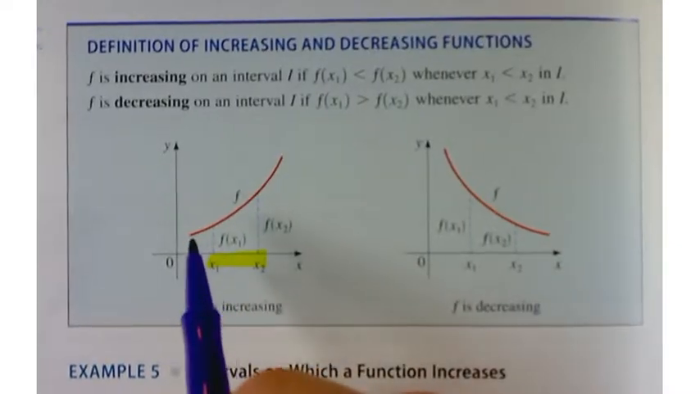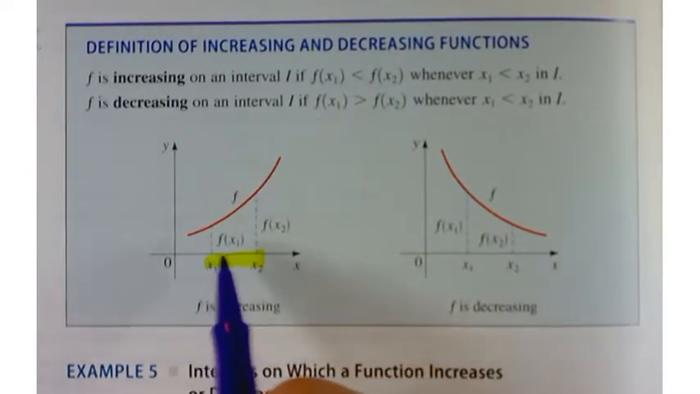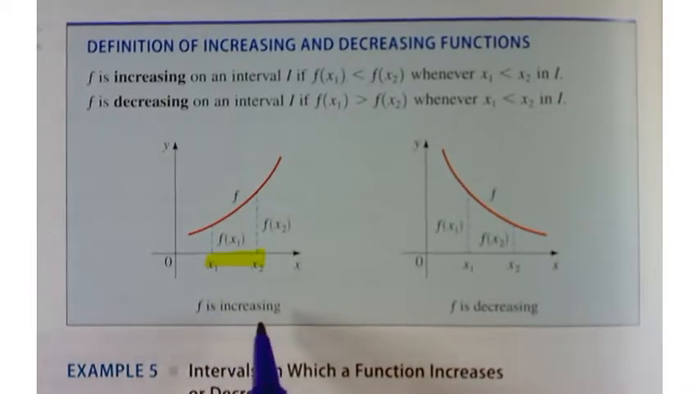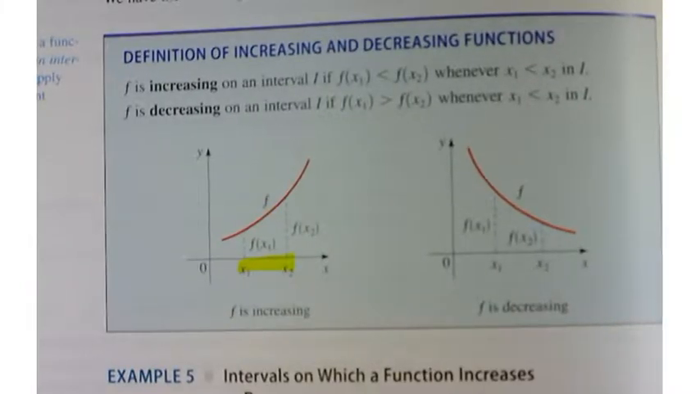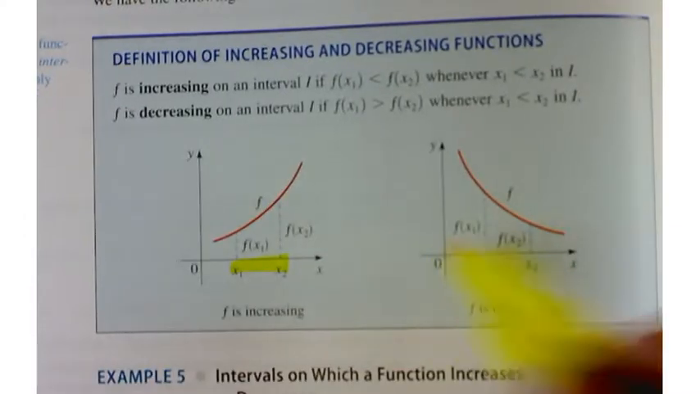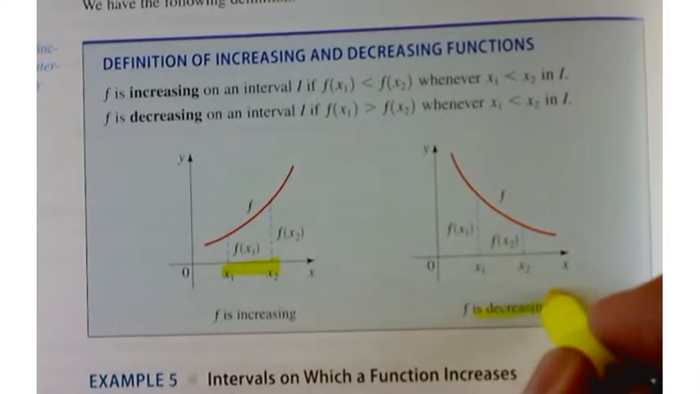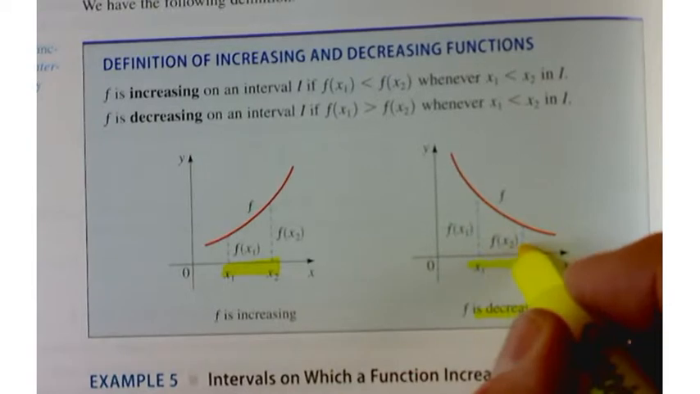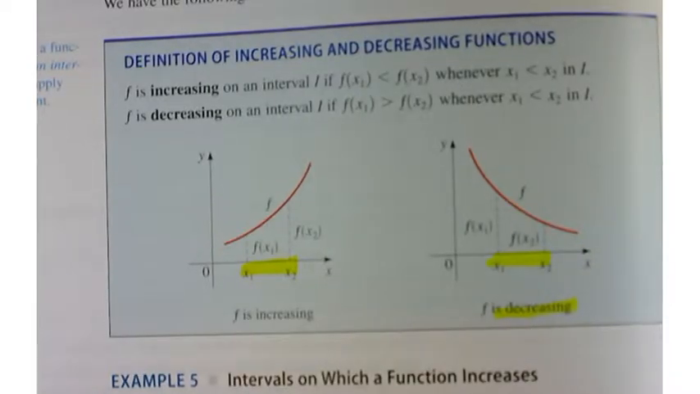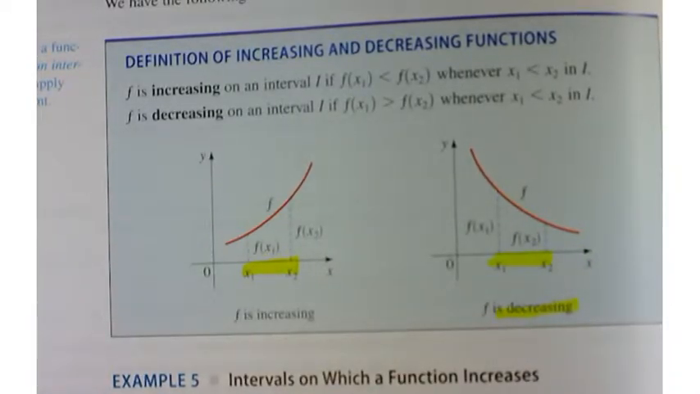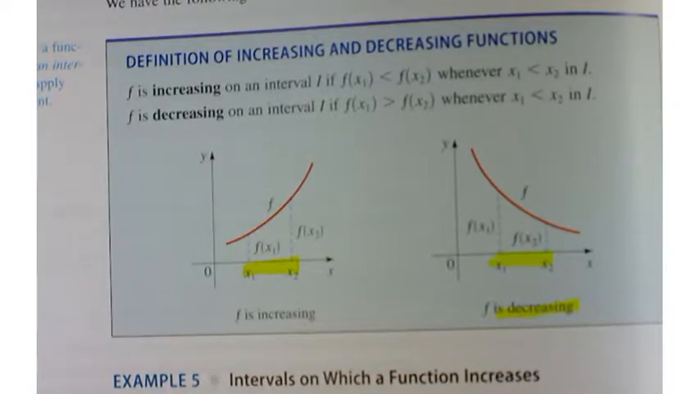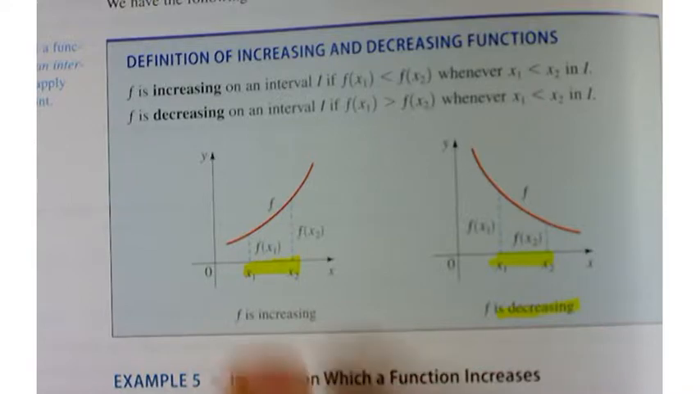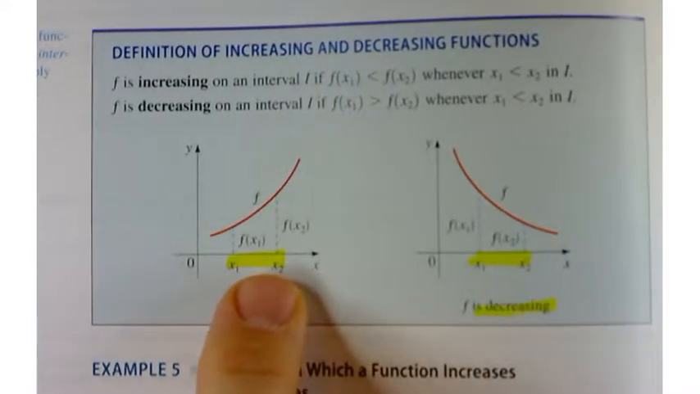If, as you move from left to right, the function is getting bigger, then it's an increasing function. On the other hand, if as you move from left to right, the function is getting smaller, then it's a decreasing function. The big thing you have to keep in mind is how you discuss increasing and decreasing functions. It's a matter of talking about it in terms of intervals along the x-axis. You're not going to talk about the y-coordinates. You're just going to say, oh, it's increasing from x1 to x2, whatever those happen to be.